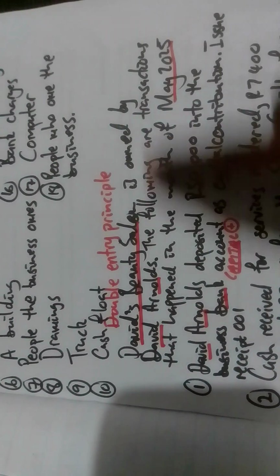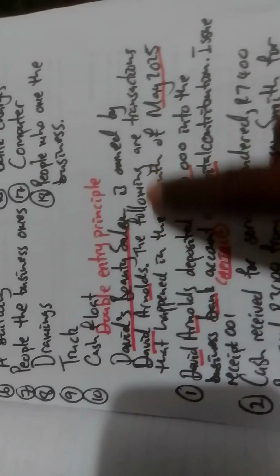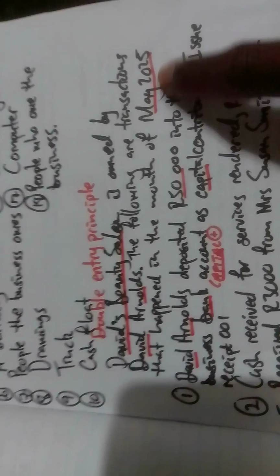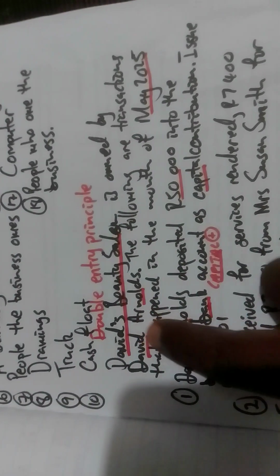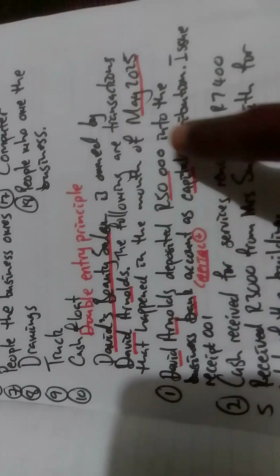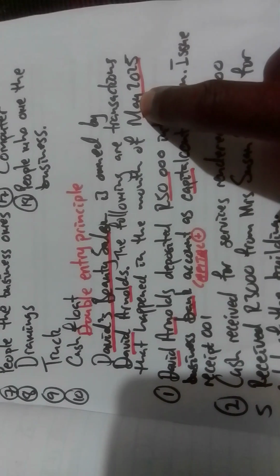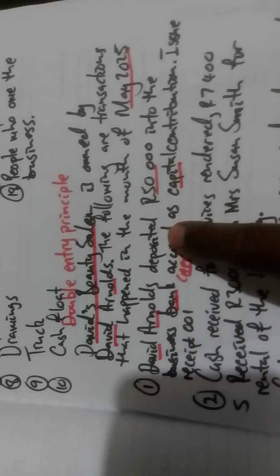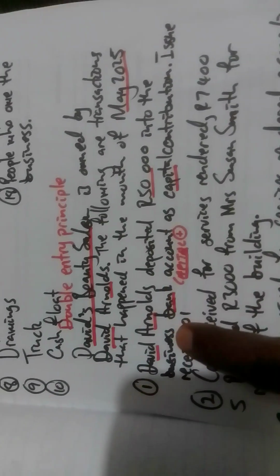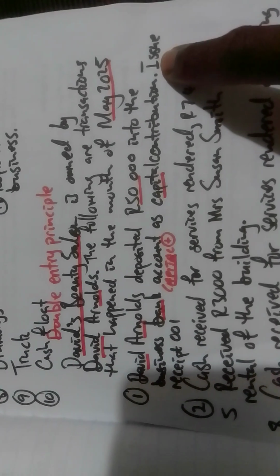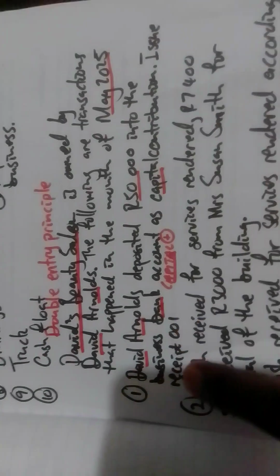David's Beauty Salon is owned by David Arnold's. The following are transactions that happened in the month of May 2025. So here we've got a salon called David's Beauty Salon, and the owner is Mr. David Arnold's. And the transactions below, we are being told, happened in May 2025. First transaction: David Arnold's deposited 50,000 rands into the business bank account as a capital contribution, and a receipt was issued, receipt number 001.